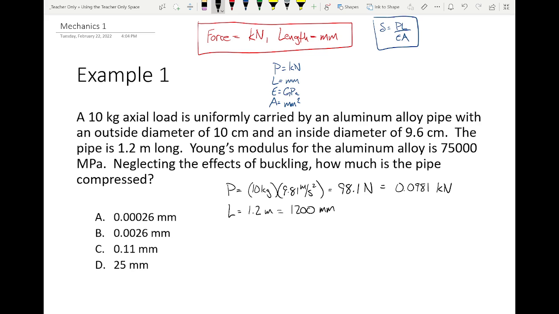Okay? E is the Young's modulus. E is given as 75,000 megapascals. Now, how am I going to convert that to gigapascals? Exactly, yes, because giga is a bigger unit. Think about a flash drive, right? 4,000 megabytes is sort of like 4 gigabytes. So we're going to divide, and that's going to be 75 gigapascals.